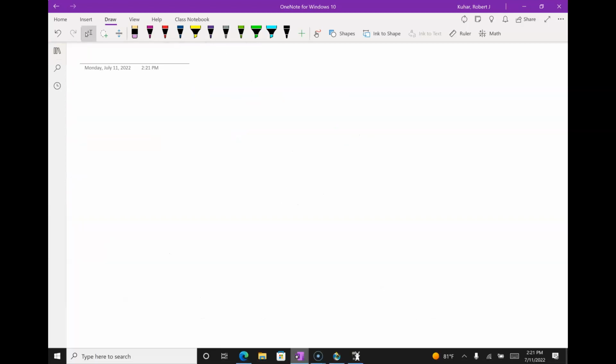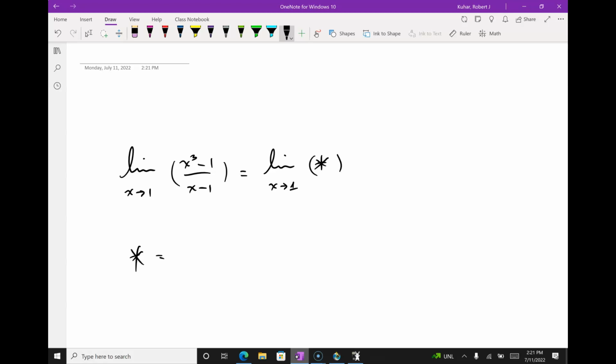You ready? I want the limit as x goes to 1 of x cubed minus 1 over x minus 1. So I usually do notation like this. I'll call this inside star, and then I'll manipulate star, right? So I don't have to keep writing limit over, right? I just want to work on the function.